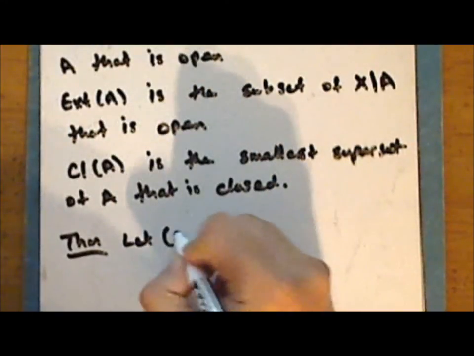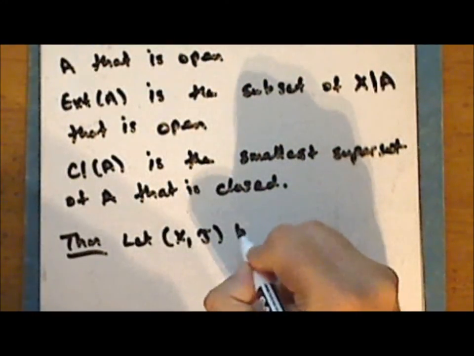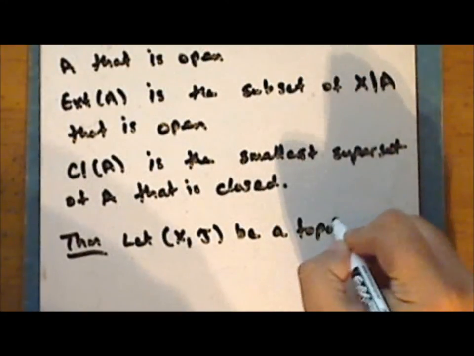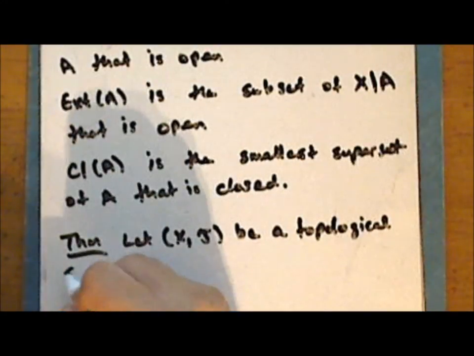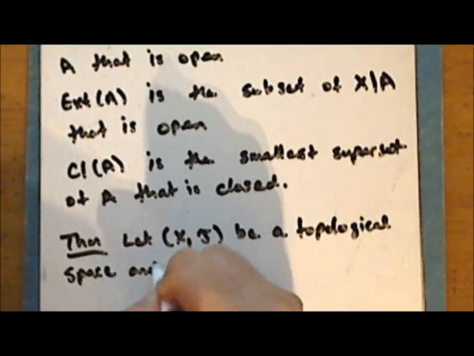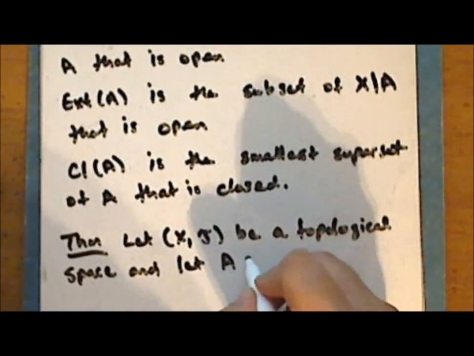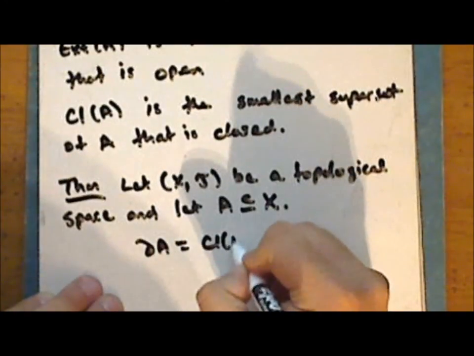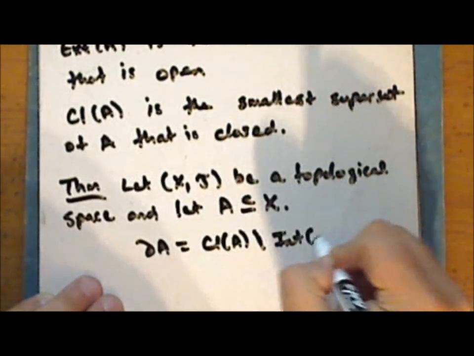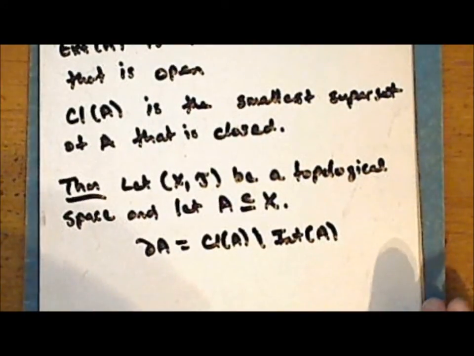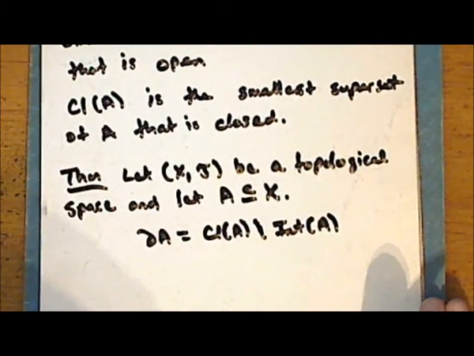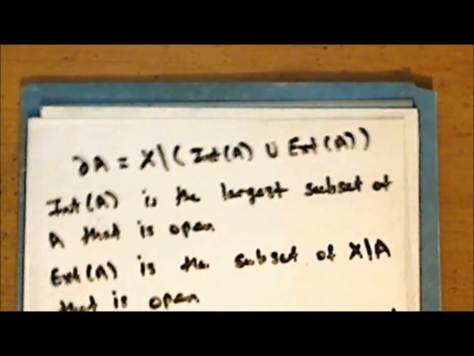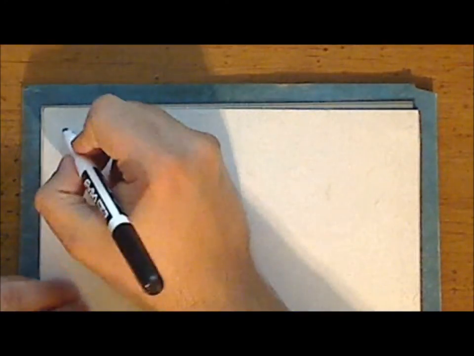So let X together with some topology tau be a topological space, and let A be a subset of the space X. Then the boundary of A is the closure of A set minus the interior of A. That is, the complement of the interior of A in the closure of A. So, proof.